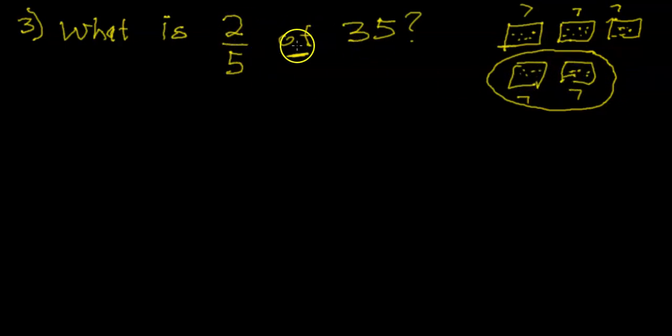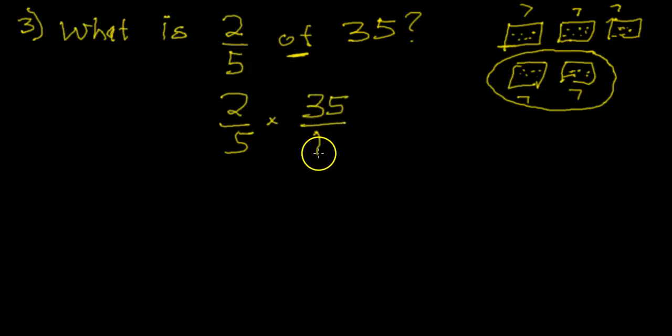Now, if we were to solve it without drawing pictures, it's just going to be 2/5 times 35/1. 5 into 5 is 1. 5 into 35 is 7. 2 times 7 is equal to 14. So here you notice that we got 14 here, and we also got 14 here. So it's the same thing.